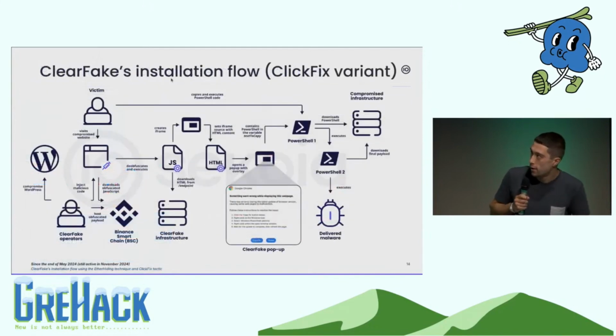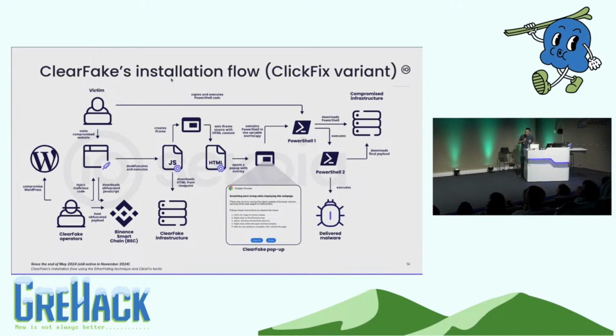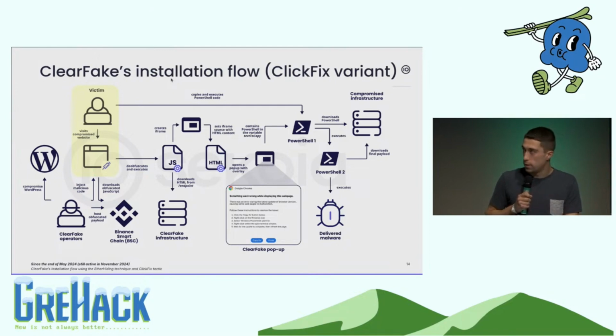So now let's see how the ClearFake framework works. This figure is a bit complicated, so I will explain step by step. First, the user visits a website compromised by ClearFake. The website includes some JavaScript pushed by the threat actor. This JavaScript code will then download a second JavaScript code and execute it. The second JavaScript code is stored on the blockchain. This technique is called the EtherHiding technique.